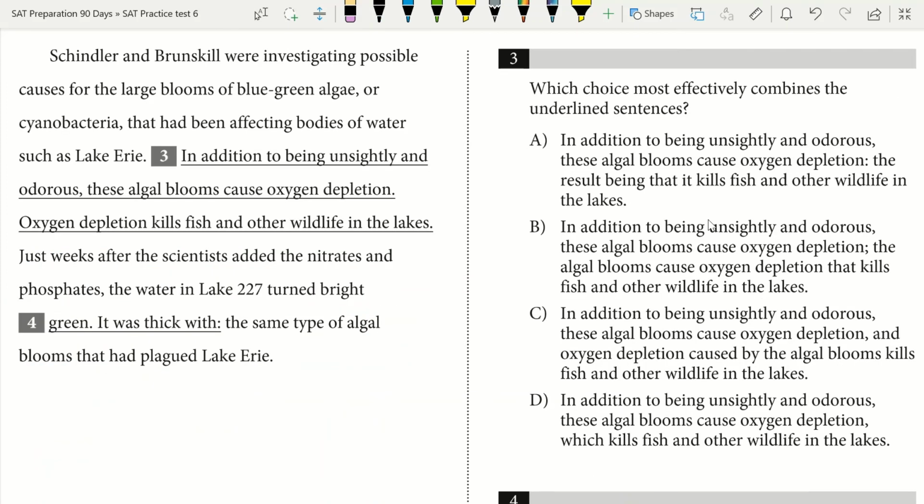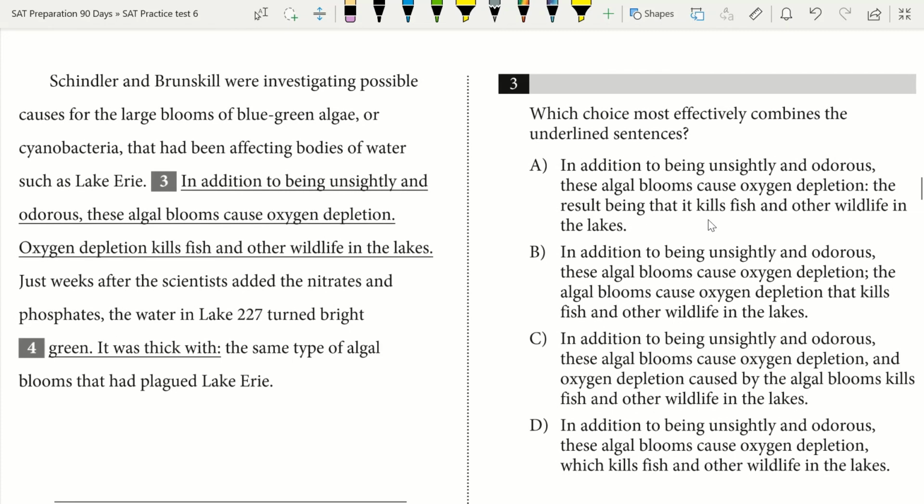Today I have an SAT writing tip that I want to share with you. My SAT writing tip today deals with combining the underlined sentences. On the SAT writing section, sometimes you'll get a question that will ask you which choice most effectively combines the underlined sentences.